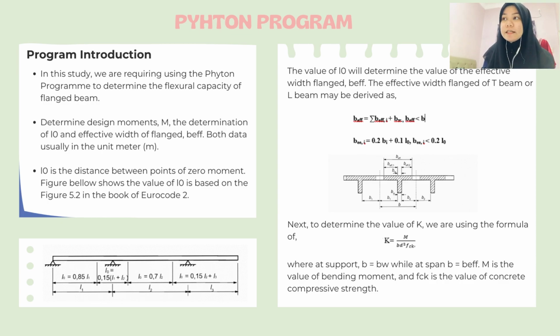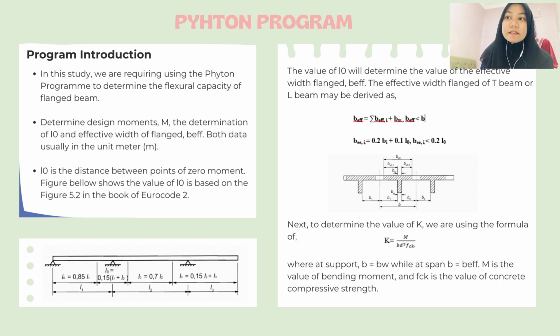Program introduction. In this study, we are using a Python program to determine the flexural capacity of flange beam. The determination of L0 and the effective width of the flange, b effective, both usually in unit meter. L0 is the distance between points of zero moment. The figure below shows the value of L0 based on Figure 5.2 in the Eurocode 2 book. The value of L0 will determine the value of the effective flange width, b effective. The effective width of the flange of a T-beam or L-beam may be derived from those equations.